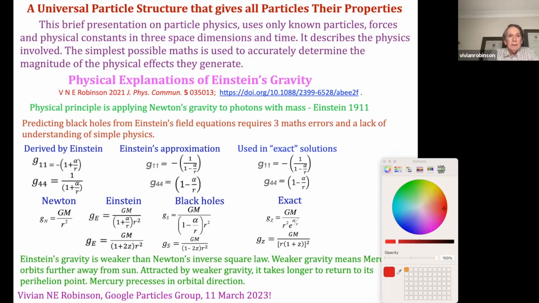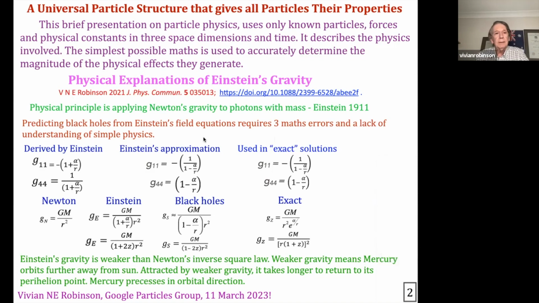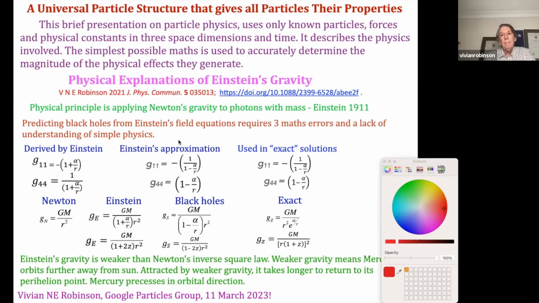In 1916, in his foundations paper, he went through and developed a whole lot of field equations. And people who solved those field equations believed that they predict black holes from them. Einstein didn't believe in them. And when you go through his mathematics carefully, you will find that in order to derive black holes, they needed to make three mass errors and not understand some simple physics.